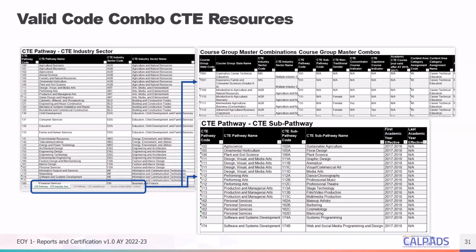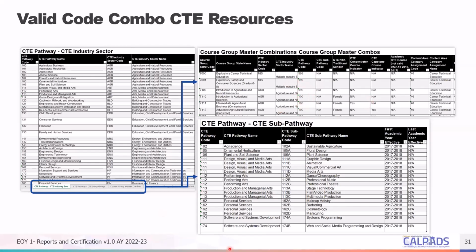In the course group master combinations tab, you are able to map course group state codes to CTE pathway codes. This tab will also help you to determine whether a course is a concentrator course or a capstone course. Within each CTE industry sector, there are several pathways. In each CTE pathway, there are state course codes for introduction, concentrator, and capstone courses. Screenshotted on this slide is the course group master combinations tab in the upper right-hand side, for the agriculture CTE industry sector, which includes CTE pathway codes of 100 and 999.